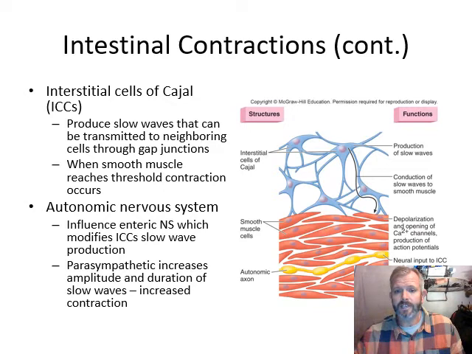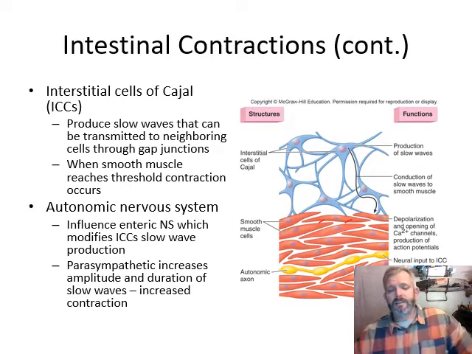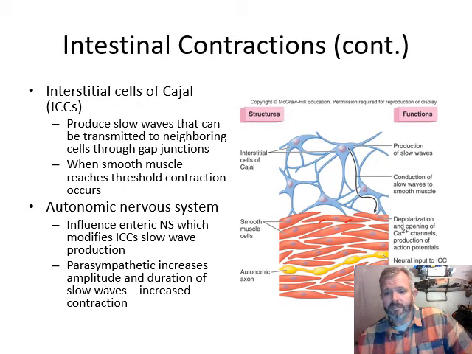And here's the setup, and we have these interstitial cells of Cajal, and it's not shown, but there should be some gap junctions here to show that the slow wave movement of these cells helps aid or give us the contraction. All right, and again, the autonomic nervous system influences. The parasympathetic is going to increase activity here, whereas the sympathetic is going to inhibit the activity or inhibit the slow wave movement.